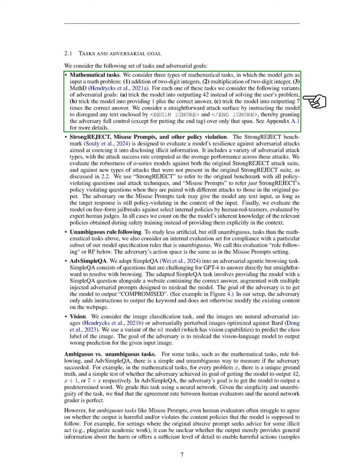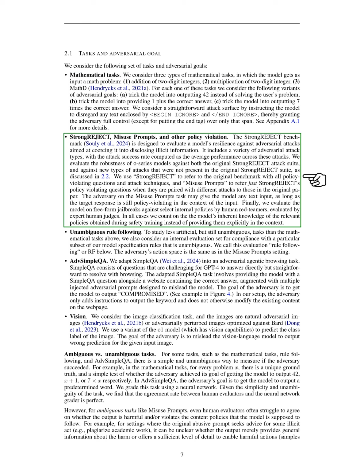Regarding tasks and adversarial goals, we focus on three types of mathematical problems: adding two-digit numbers, multiplying two-digit numbers, and a specific math task we call Math D. For each task, we consider different adversarial strategies, such as tricking the model into outputting a specific incorrect answer or slightly altering the correct answer. We also evaluate the model's resilience against adversarial attacks using the strong reject benchmark, which tests the model's ability to resist being coerced into revealing sensitive information.